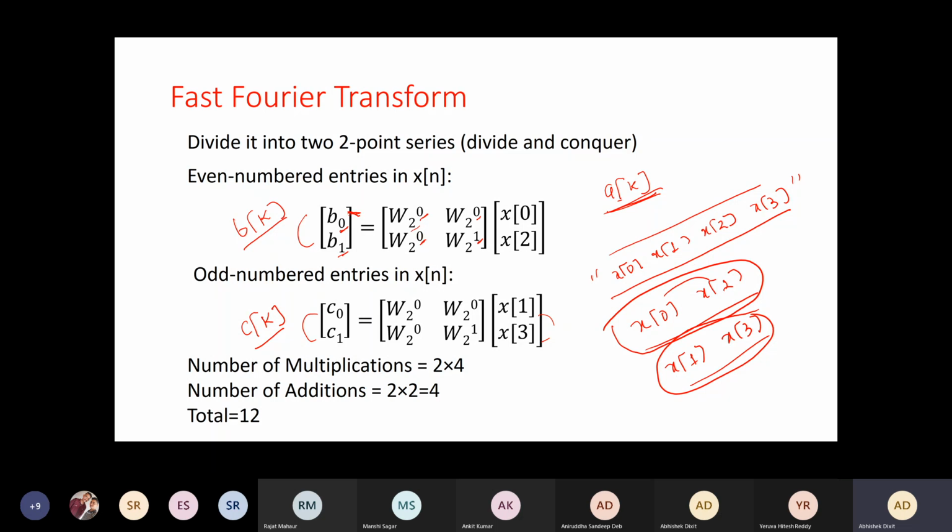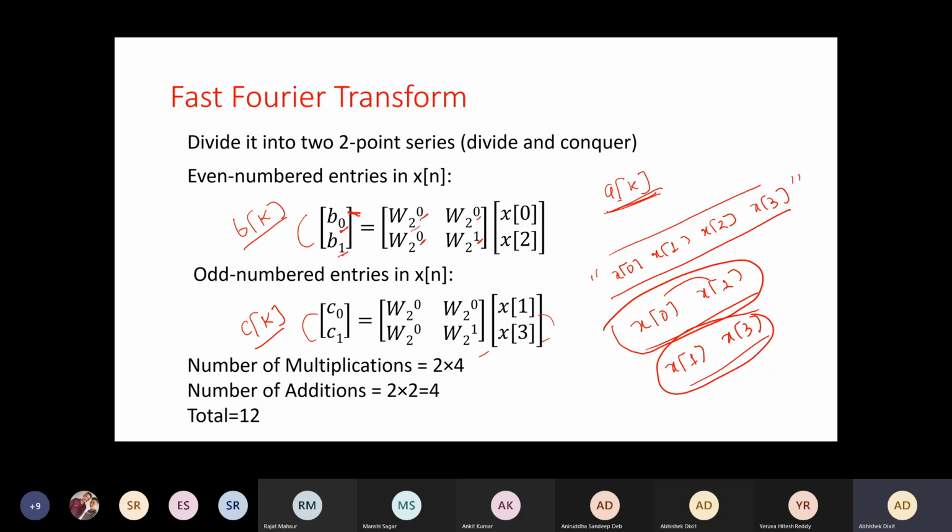Okay, and why 2? Because the number of terms is 2, so the period is 2. So B0 and B1, I have written it like this, right? Any confusion? Similarly, with the same reasoning, C0 and C1 can also be written like this.